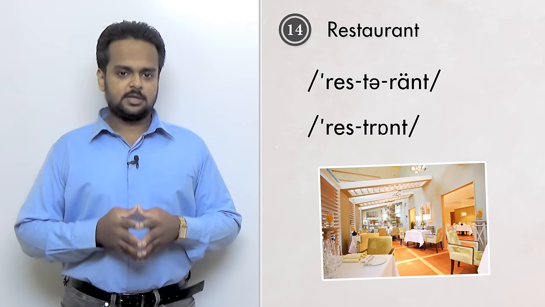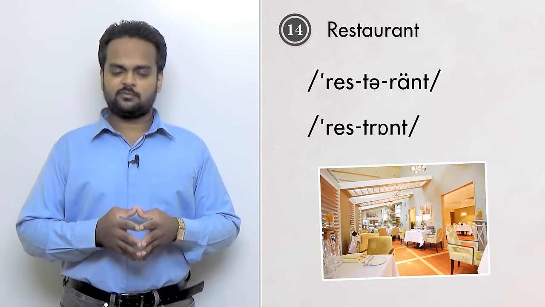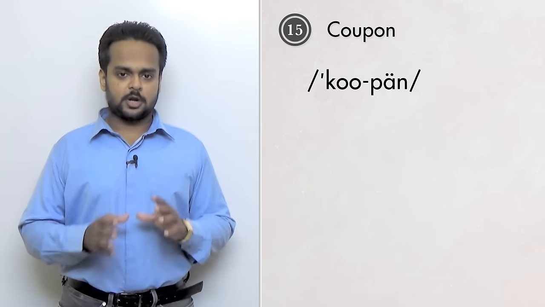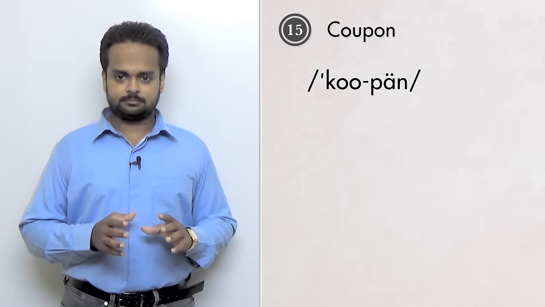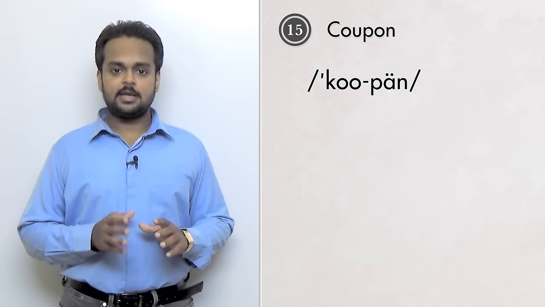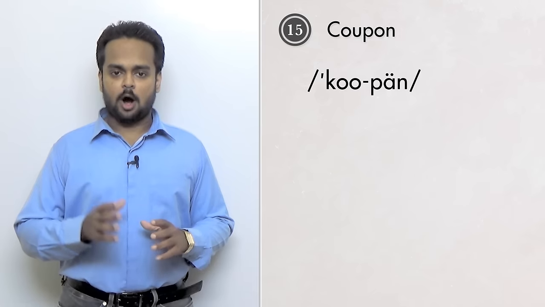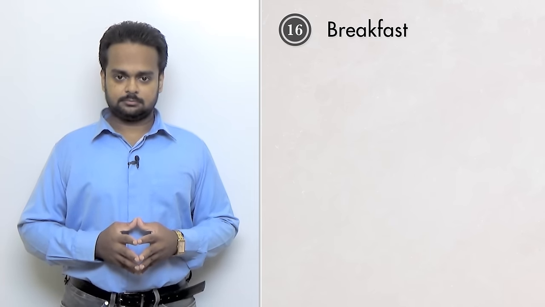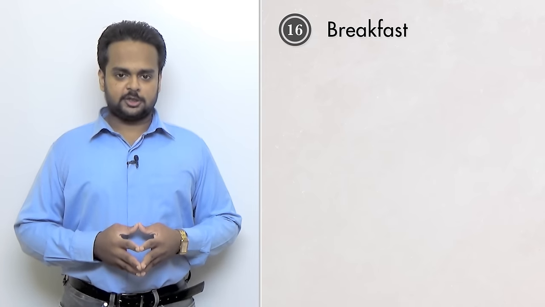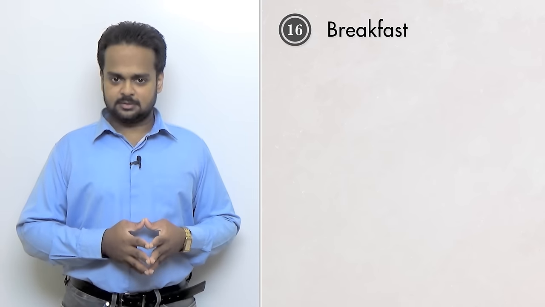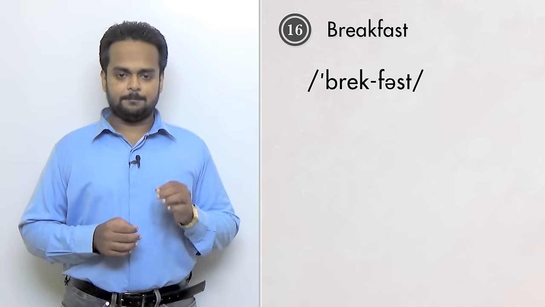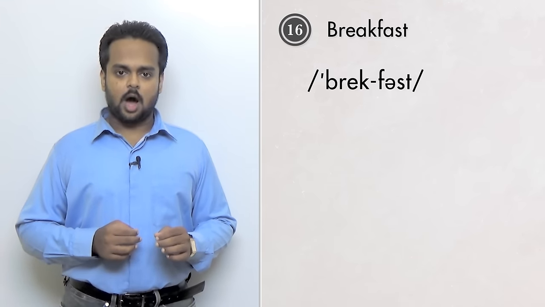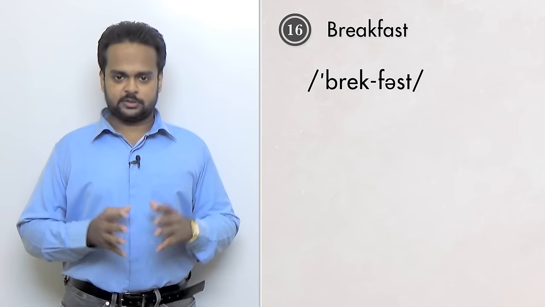But you might get a discount on your bill if you have one of these, a coupon. A common incorrect pronunciation is coupon, but the second syllable should be pawn, so coupon. Here's word number 16. How would you say it? The proper pronunciation is not break fast, it's breakfast. Break with a short eh sound and fust with an uh sound, so breakfast.